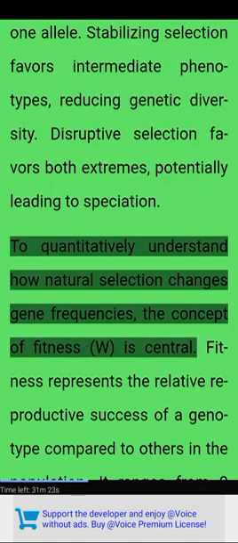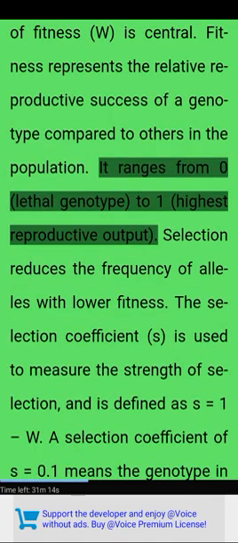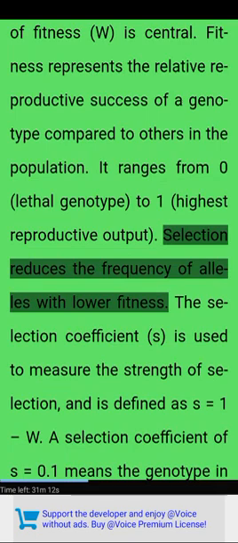To quantitatively understand how natural selection changes gene frequencies, the concept of fitness W is central. Fitness represents the relative reproductive success of a genotype compared to others in the population. It ranges from a lethal genotype to one with the highest reproductive output. Selection reduces the frequency of alleles with lower fitness.